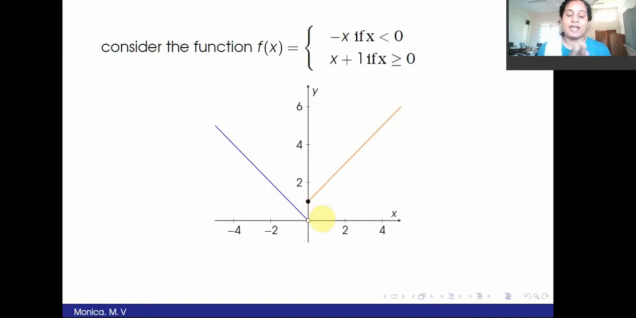Now, I have a small function. We will analyze this function after knowing all this definition. Consider the function f of x is equal to, if x is less than 0, we have defined it to be minus x. X is less than 0, this is the graph of minus x, this blue line. If x is greater than or equal to 0, we have defined the function to be x plus 1. At 0 also it is x plus 1, greater than 0 also it is x plus 1, that is this orange line. We'll analyze the left and the right hand limit.